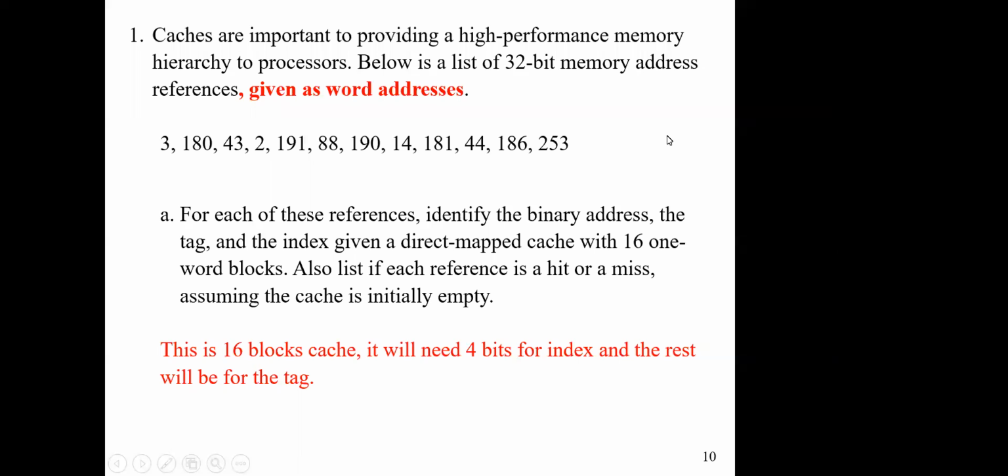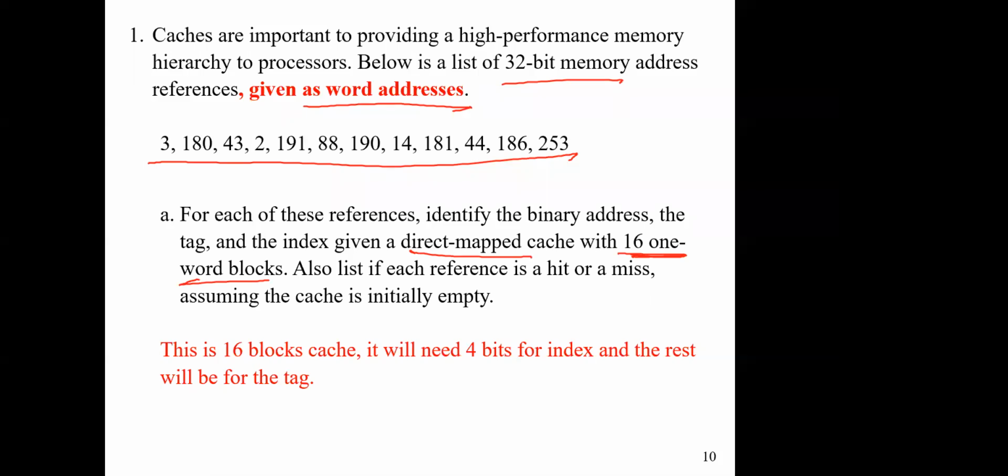So with this question, we have a 32-bit memory address, and this will be given as word addresses. Assuming that with this one, I'm just addressing the word. I'm not interested in addressing the bytes, for instance. I'm giving you all of these values, and I'm asking: if you have a direct mapped cache with 16 blocks, each block will be one word, how will you define your address scheme?